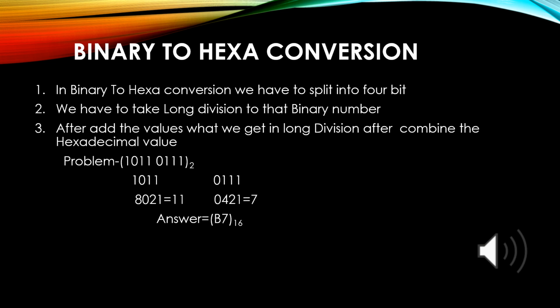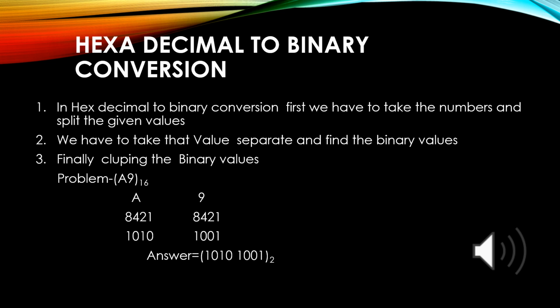Again, we should take long division for the value 0111. If we take long division for these values, we will get 1 into 2 power 0 equal to 1, 1 into 2 power 1 equal to 2, 1 into 2 power 3 equal to 4, 0 into 2 power 4 equal to 0. If we add these values, we will get 7. The hexa value of 10110111 is B7.